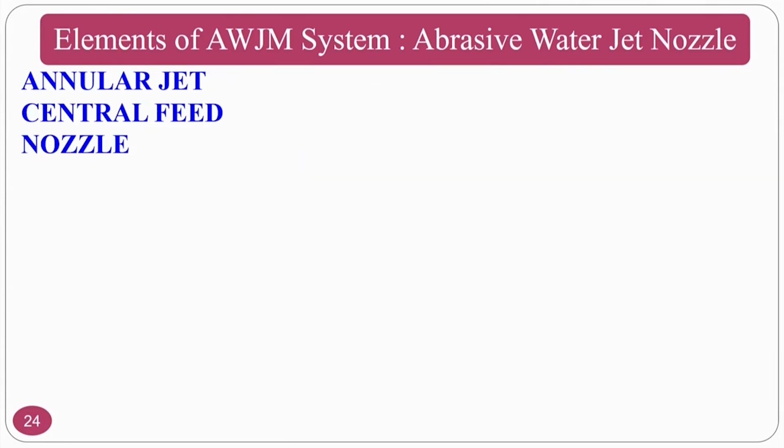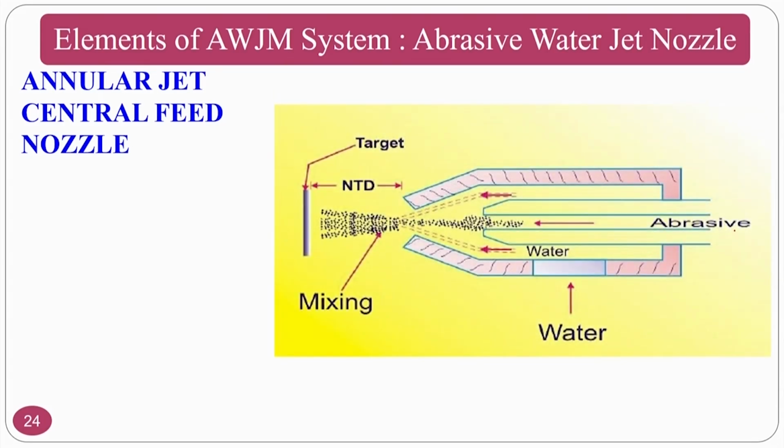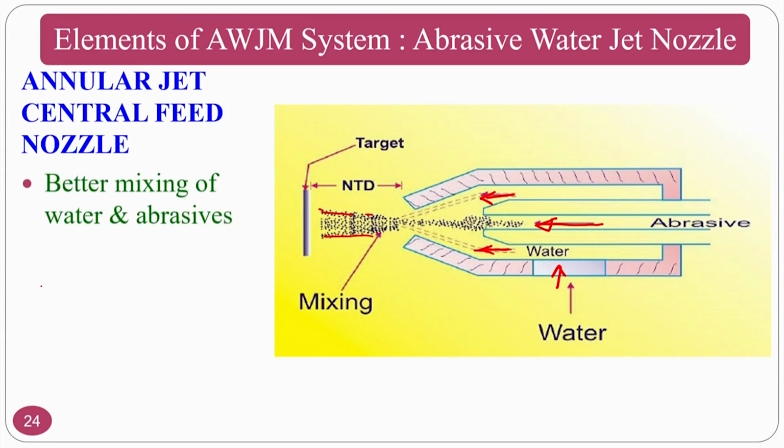So, the second one is the annular jet central feed nozzle. If you can see here, abrasives are coming at the center. In the previous nozzle you have seen the water is coming at the center and abrasives are coming from the sideways. Here abrasives are coming from the center and water is coming from the outside. So, now the mixing is taking place and the abrasives are coming like this. Okay. So, better mixing of abrasive particles and water will be there compared to the previous nozzle, and mixing is outside the nozzle. So, it will be better.